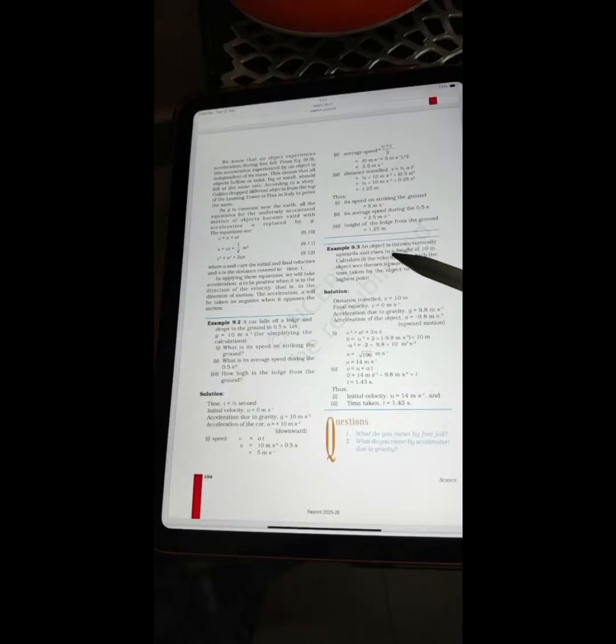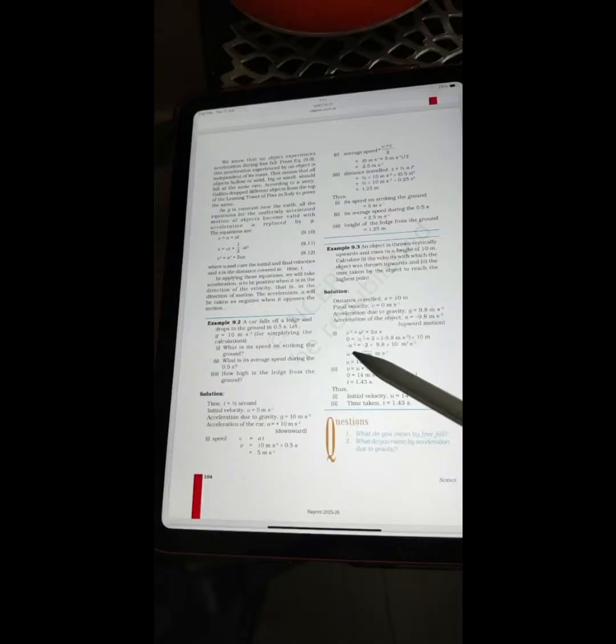Example 9.3. An object is thrown vertically upwards and rises to a height of 10 meter. Calculate the velocity with which the object was thrown upward and the time taken by the object to reach the highest point. So distance traveled is 10 meter. Final velocity is 0 meter per second. Acceleration due to gravity is 9.8 meter per second square. Acceleration of the object a is equal to minus 9.8, as it is going upward against the direction of gravity. That is why the sign will be minus 9.8.